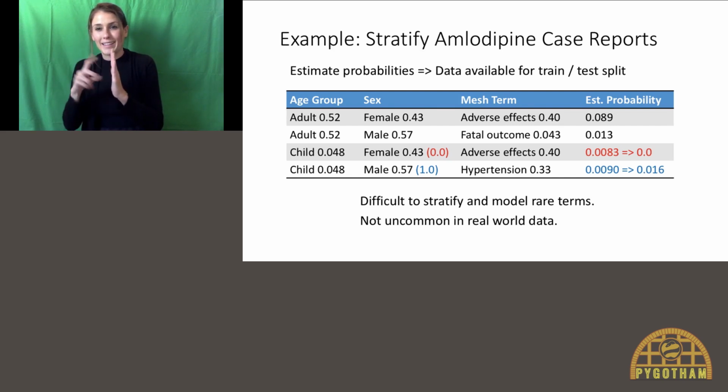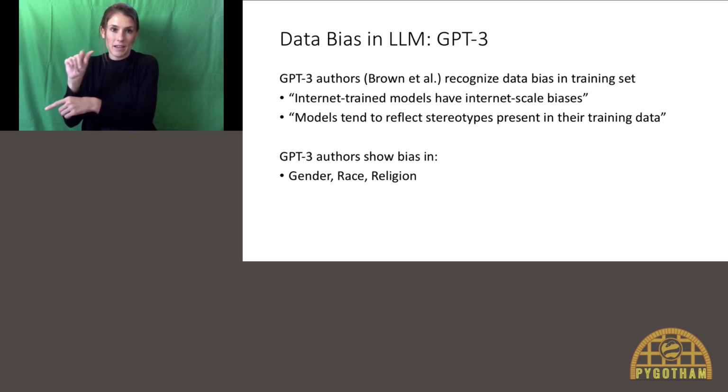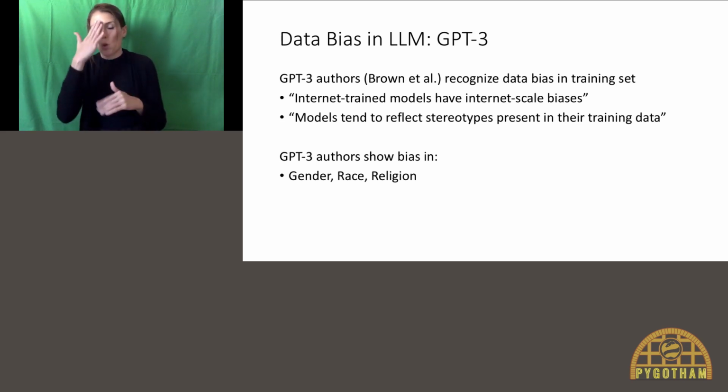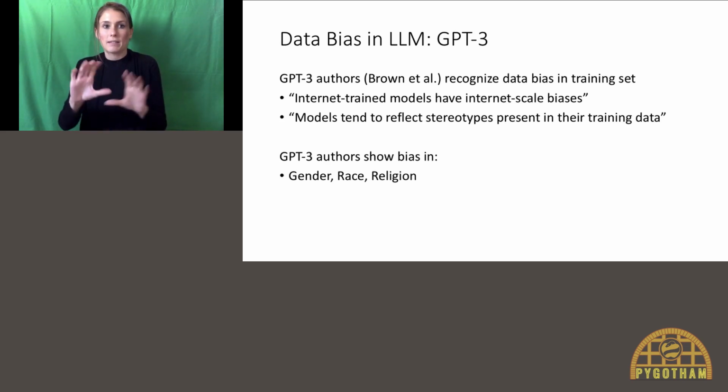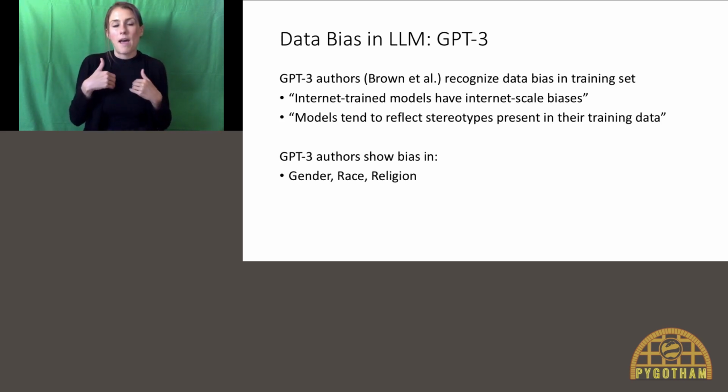So the main point I'm trying to make here is that it's difficult to stratify and model rare terms, which is not uncommon in real-world data. What about large language models? The model we know the most about is GPT-3. The authors of that model recognized data bias in their training set. They said, internet-trained models have internet-scale biases, and models tend to reflect stereotypes present in their training data, and they are able to show bias in gender, race, and religion.